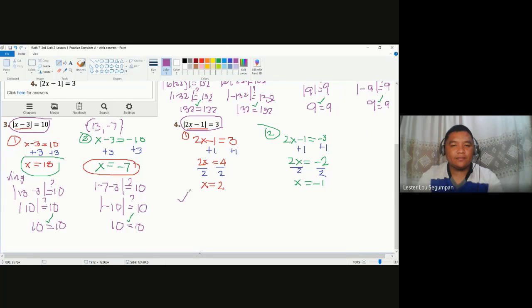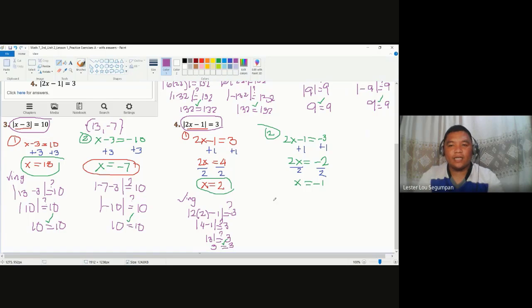Let's do the checking. We will use the original given equation. So you have 2 times 2 minus 1. Is it 3? Let's check. 2 times 2 is 4, minus 1 is 3. Question mark still. Absolute value of 3 is 3. The other side is just a 3. They are the same. Therefore, this is a solution.